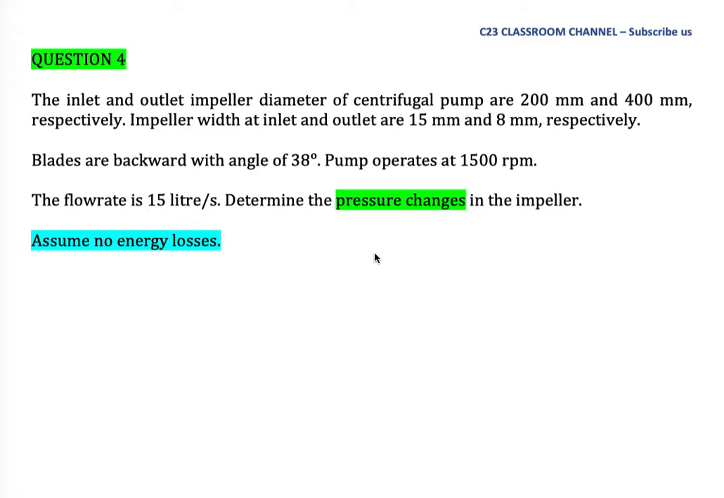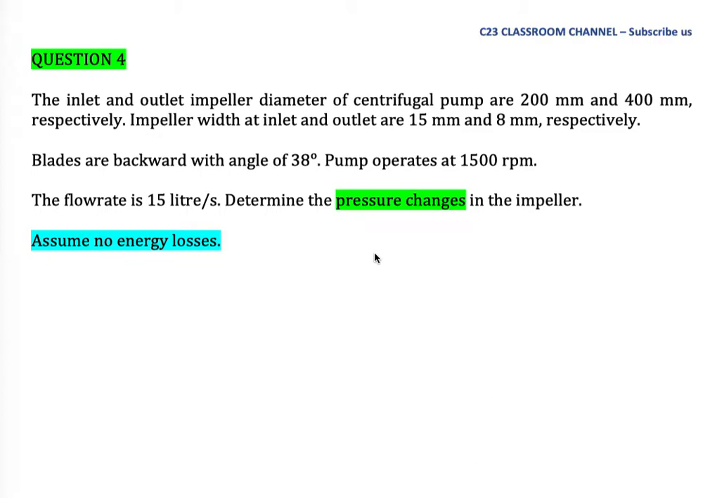Centrifugal pump tutorial number 4. The inlet and outlet impeller diameters of a centrifugal pump are 200 mm and 400 mm respectively. Impeller widths at inlet and outlet are 15 mm and 8 mm respectively. Blades are backward with an angle of 38 degrees.